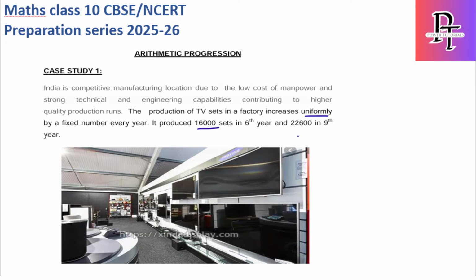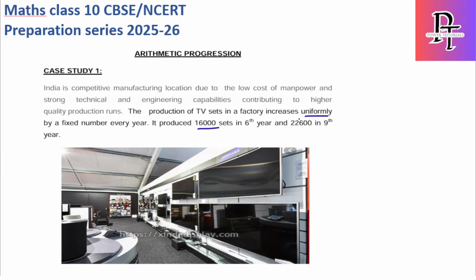Okay, so what they are saying, in 6th year this is the number of production and 9th year this is the production. But they are not telling you what is the first year production or the last year production. So using our arithmetic series and the nth term formula, we are going to get a and d values.